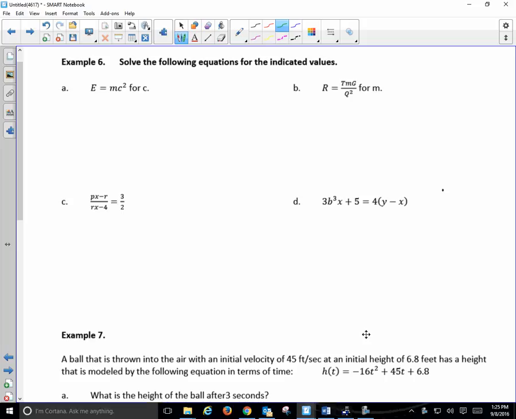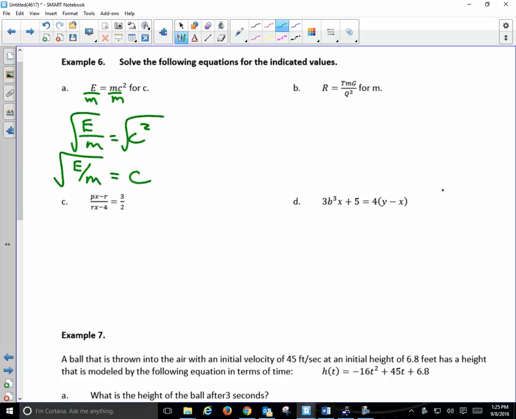So what do I move first? Divide by the M. And I get E over M is equal to C squared. Now what? Square root both sides. So the square root of E over M is equal to C.